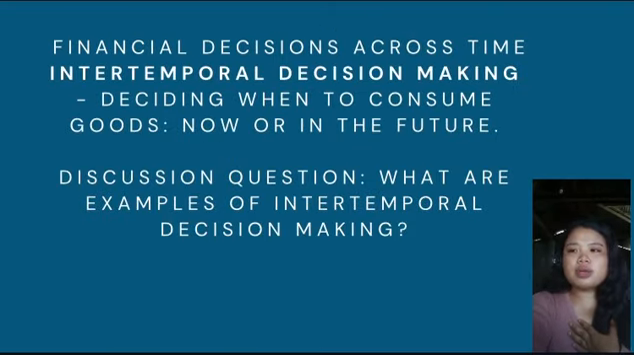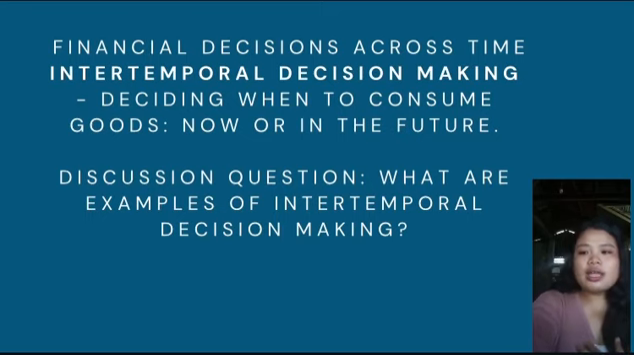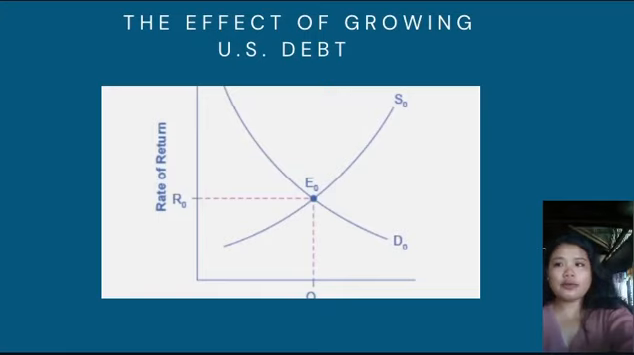Intertemporal decision making, deciding between a smaller sooner and a larger later reward. What are examples of intertemporal decision making? Decisions about savings, work effort, education, nutrition, exercise, and healthcare. Also the intertemporal effect of growing USA debt.